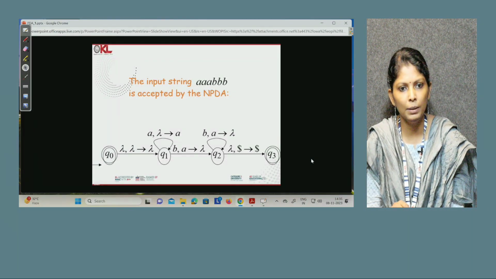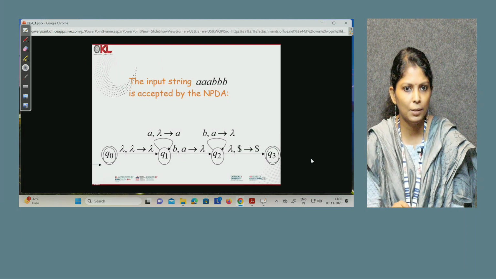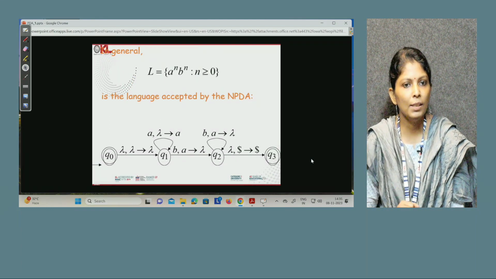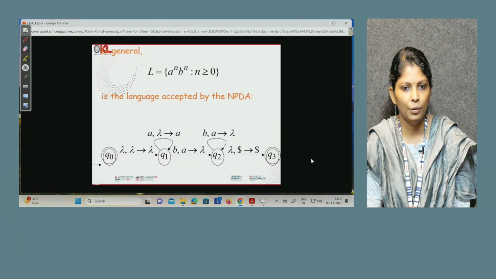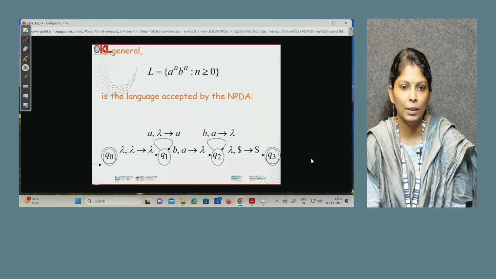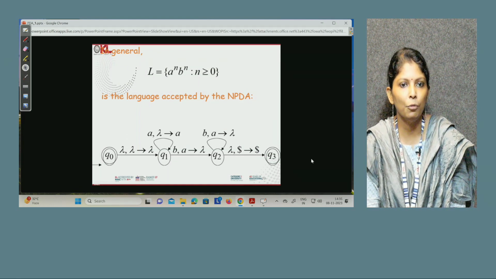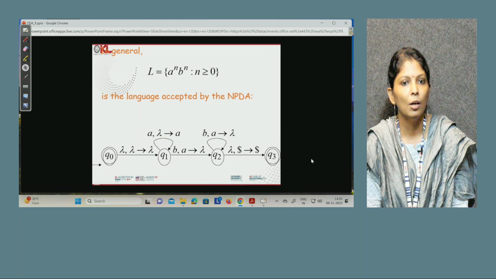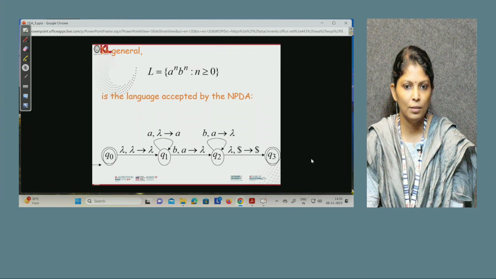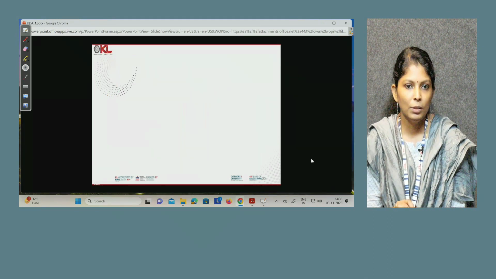So what will be the language accepted by this PDA? So this is the language accepted by our PDA, A raised to n, B raised to n. That means an equal number of A's and B's should be there in the string. So this is one example.